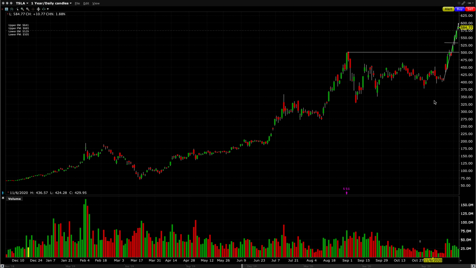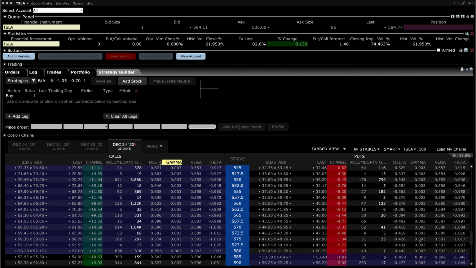Now, given that Tesla has run up about 47% in the last couple of weeks due to the news that they're going to be included in the S&P 500, I'm inclined to think that we're going to see a pullback in the short term. Thus, I'm looking at bear put spreads for the weekly OPEX.